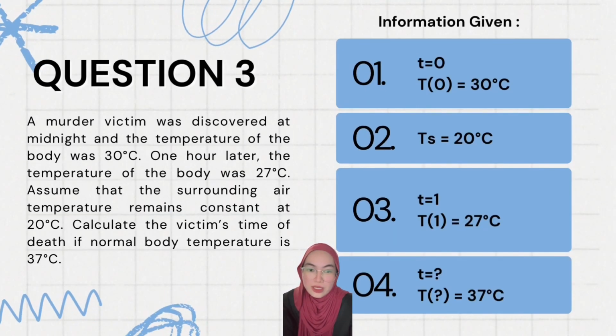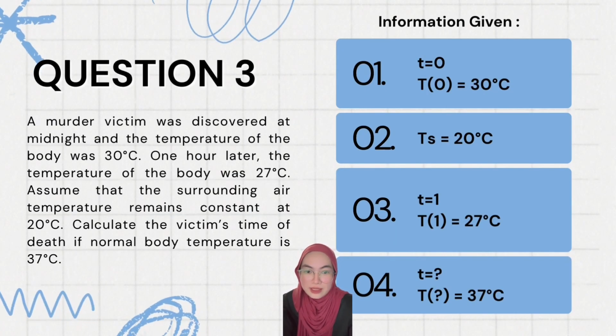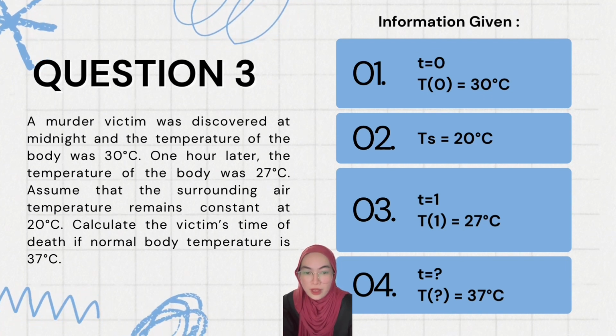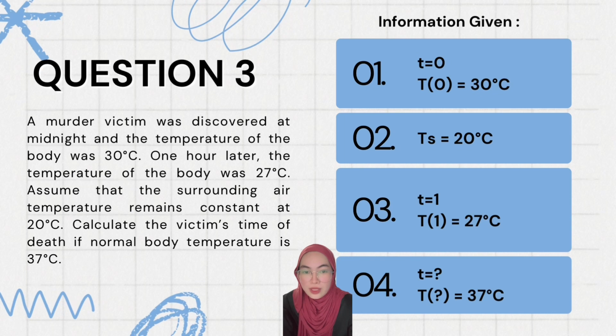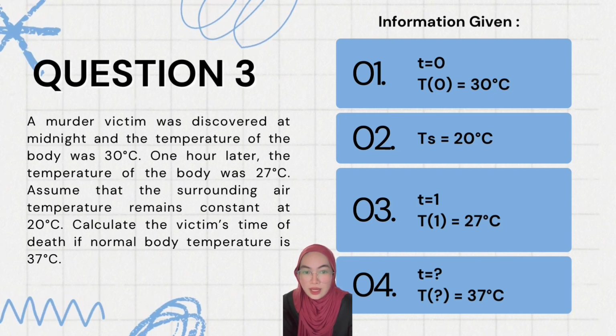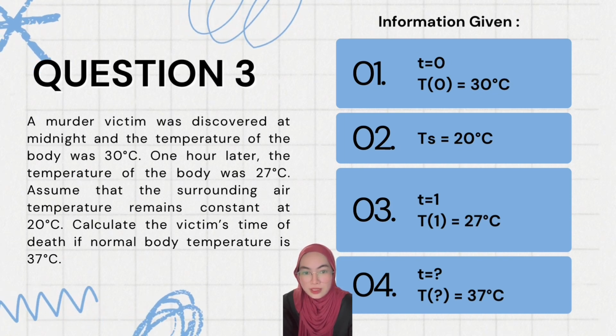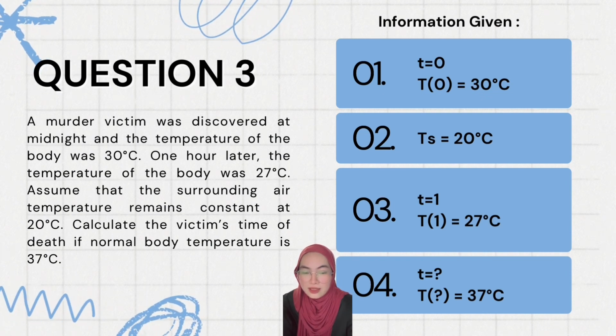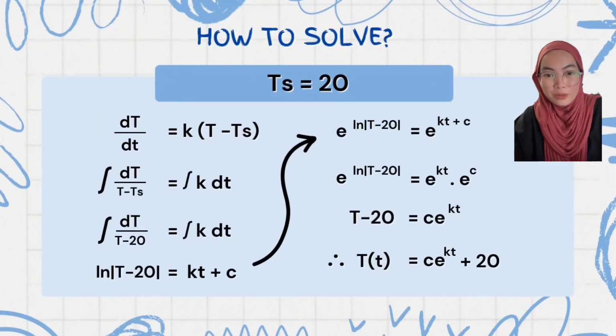Now we move on to question 3. A murder victim's body was discovered at midnight and the temperature of the body was 30 degrees Celsius. One hour later, the temperature of the body was 27 degrees. Assume that the air temperature remains constant at 20 degrees. Calculate the victim's time of death if the normal body temperature is 37 degrees Celsius. How to solve the question?